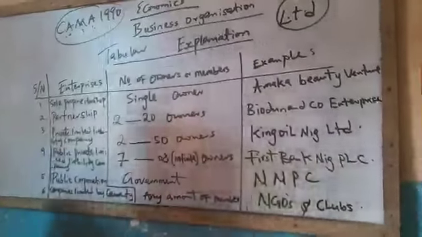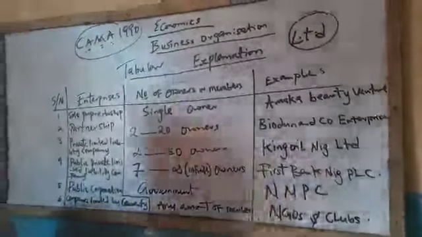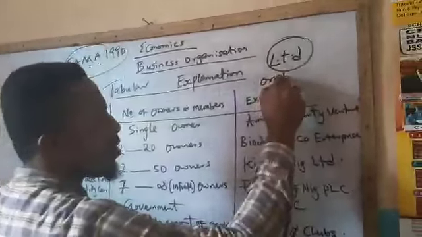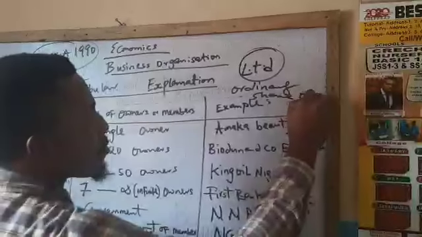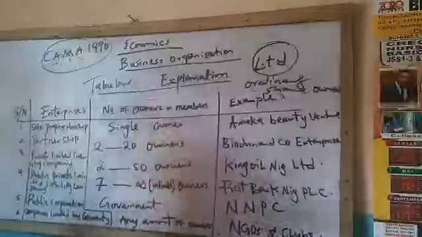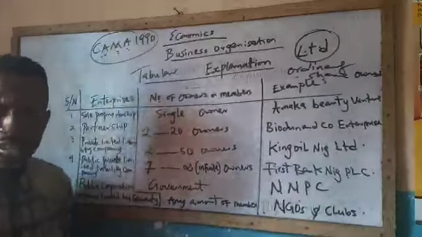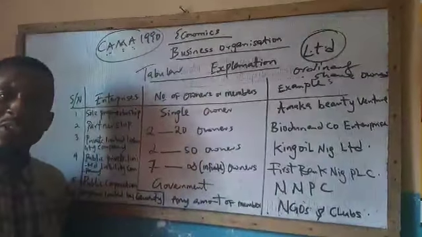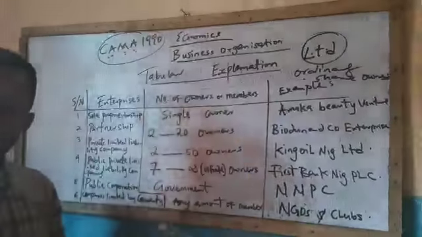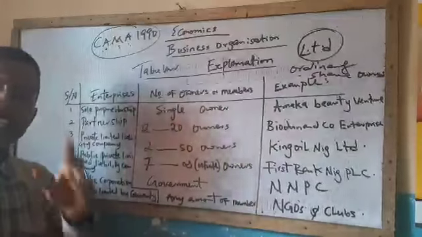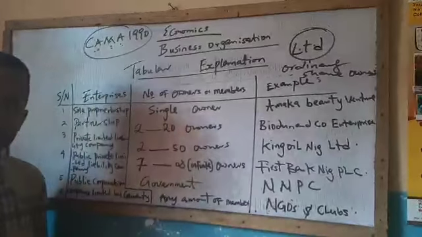Why are they called private limited liability company? They are called private limited liability company because they have only ordinary owners, ordinary shareholders. That is to say, the people that own it are the real owners. They don't sell shares. Private limited liability companies don't sell shares. And most of the time, private limited liability companies are not listed. Sorry, they are not enlisted in a stock exchange. That is to say, their shares are not out there for sale.